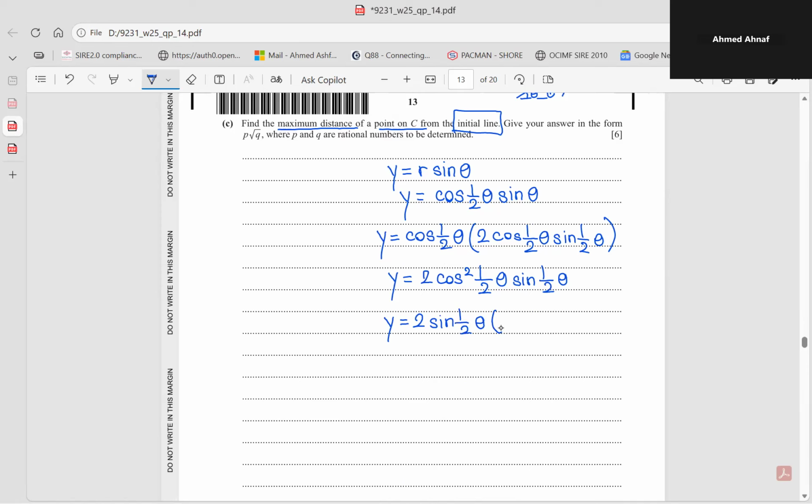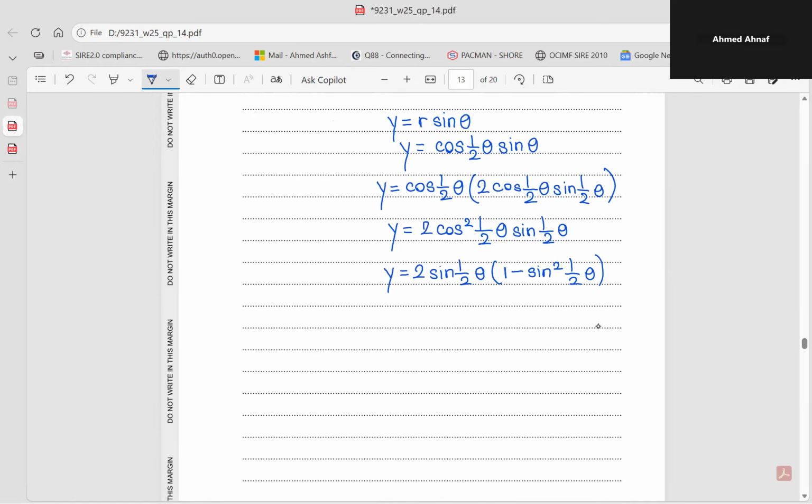express it in terms of sine half theta so that when we differentiate later, it's going to be easier for us. We're going to use the cos square plus sine square identity. So this one's just going to be 1 minus sine square half theta. So y equals 2 sine half theta minus 2 sine cube half theta. Okay, now we're ready to integrate, so let's just integrate it.